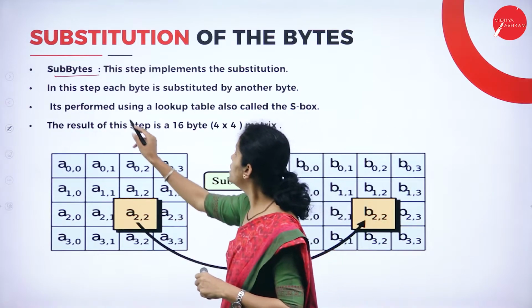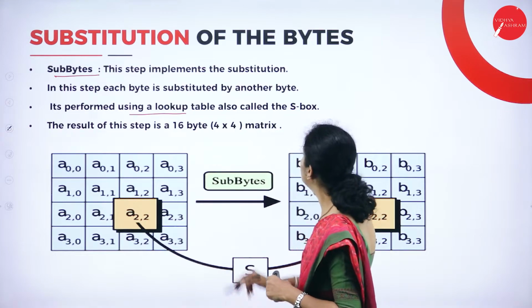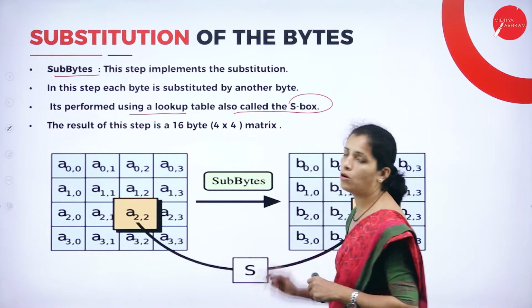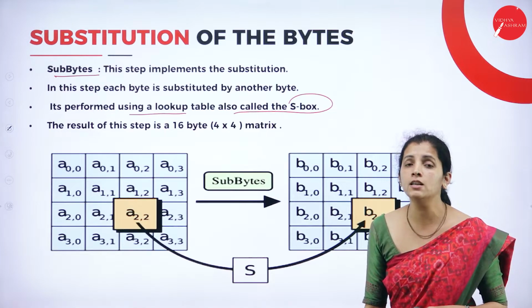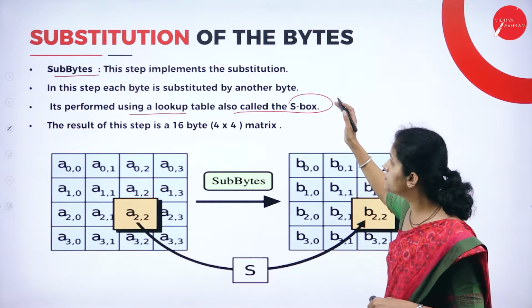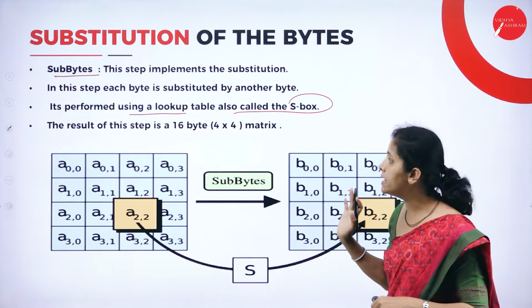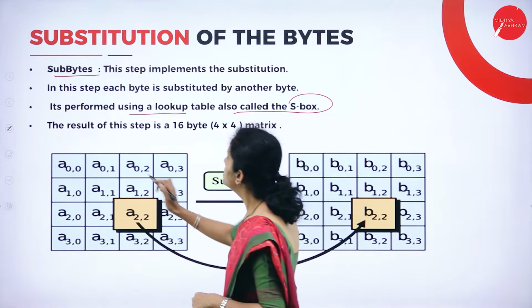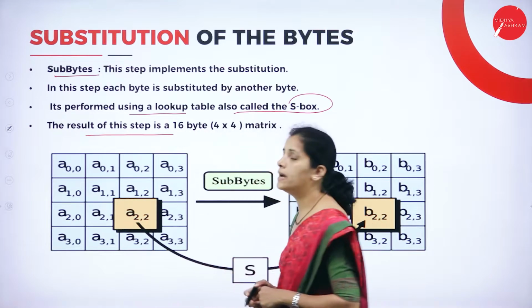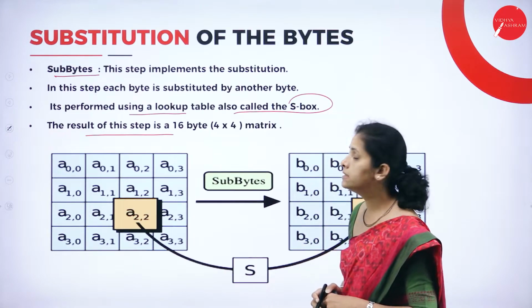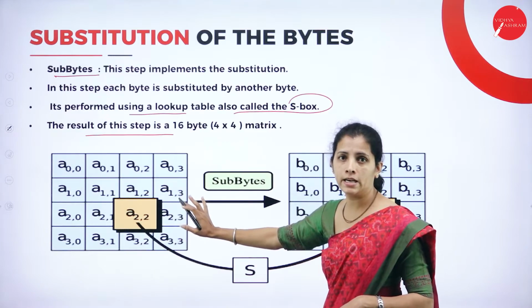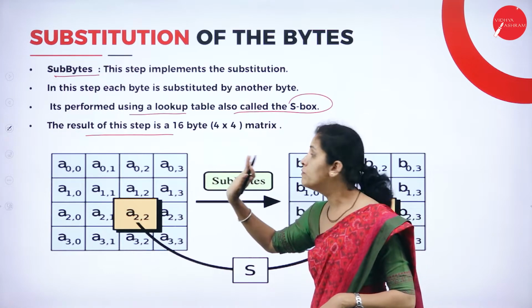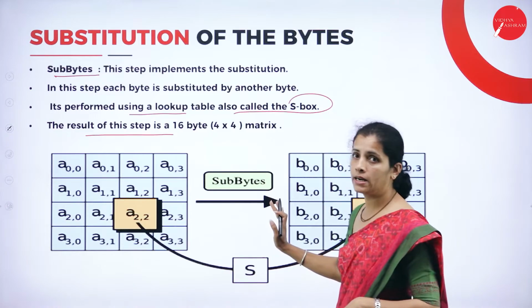It is performed using a lookup table called the S-box. So, what is this S-box? It's nothing but the substitution box, and it is responsible for substituting the bytes. And the result of this step is 16 bytes, that is once again a 4 cross 4 matrix.